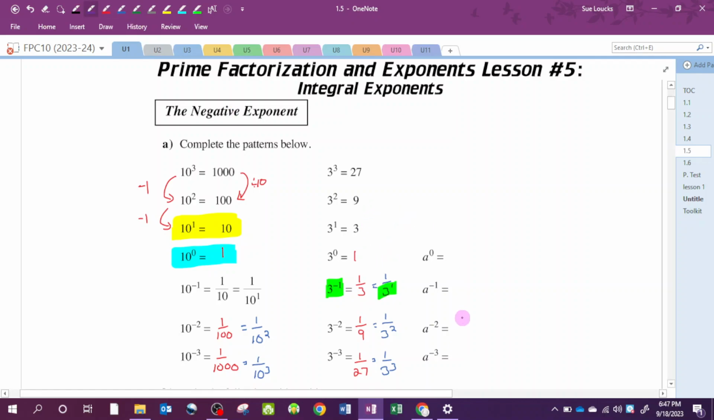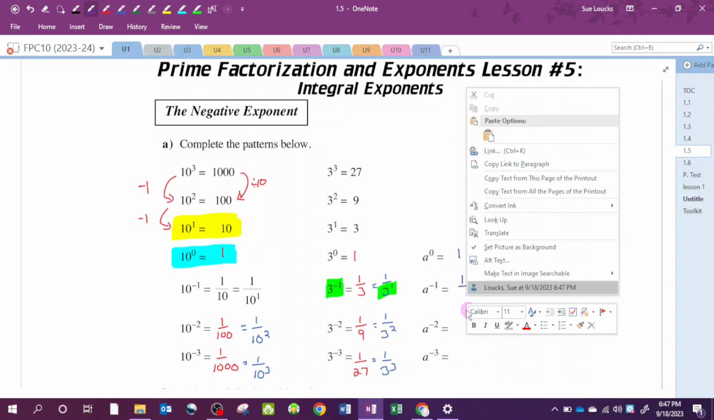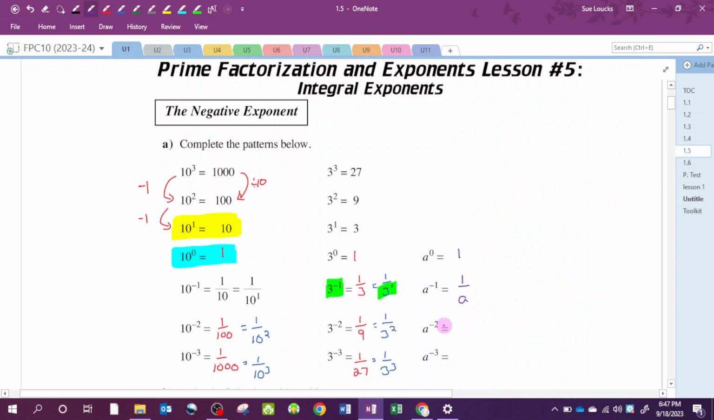So let's look at the general case, with just a variable. Anything to the 0 is 1. Something to the -1 is 1 over the something. A to the -2 is 1 over a squared. A to the -3 is 1 over a cubed. So I moved it into the denominator and I changed the sign of the exponent, okay?